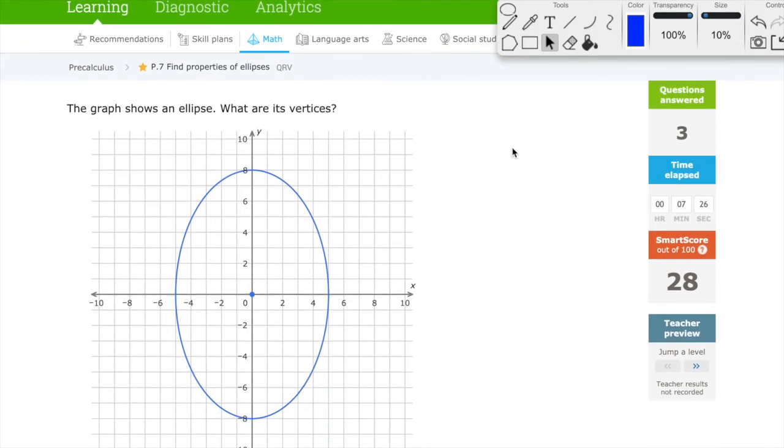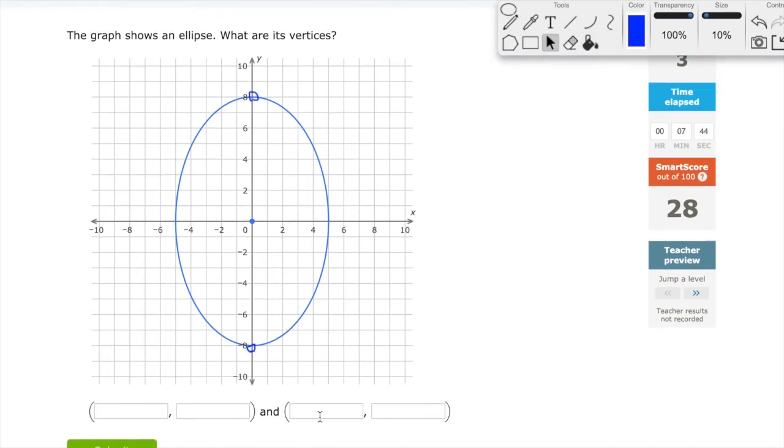What are its vertices? So when it's just the vertice, not covertice, that's the main one, so the stretched out. So that would be right there and right there. So again, I'm giving the coordinates. So this would be (0, 8) and (0, -8). Again, it doesn't matter if you put the negative one first or not.